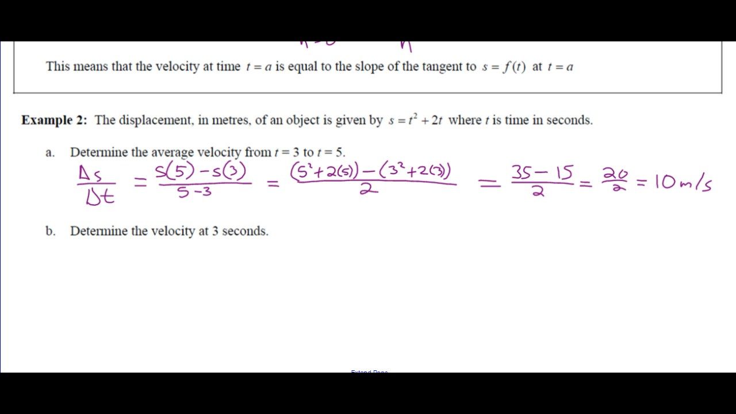Now, what was the velocity at 3 seconds then, right? So we want the instantaneous velocity. So we've got v at 3, which is equal to the limit as h approaches 0 of s of 3 plus h minus s of 3 over h.